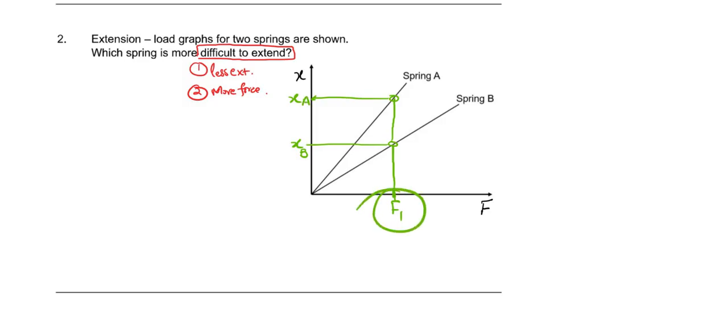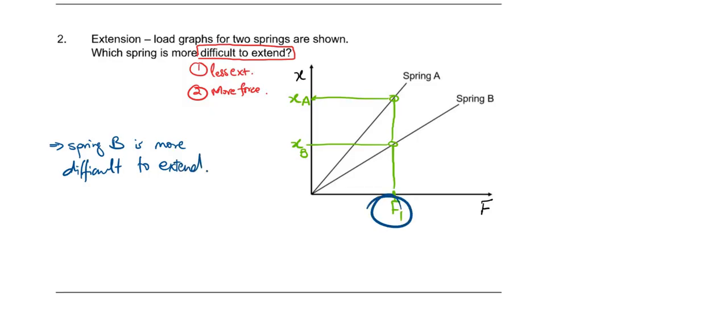अब same force apply हुई दोनों springs पे and extension in B was less, extension in spring A was more, so that means spring B is more difficult to extend. And the reason, same force was applied to spring A and spring B. Spring B में extension थोड़ी हुई, spring A में extension ज़्यादा हुई. We got them from the extension load graph.